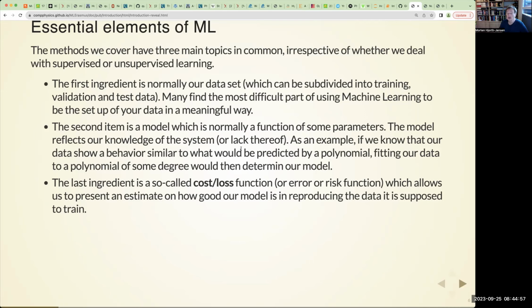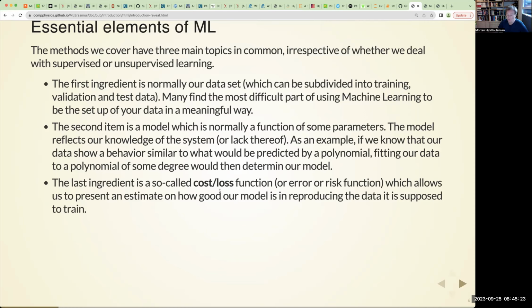This is a function which is used to estimate how good the model is. And it's often also used to find the optimal parameter for the model. We will come back to this in more detail pretty soon. Now, when you have these three basic ingredients, the next ingredient is actually to optimize this objective function or loss function, and then find the optimal parameters.